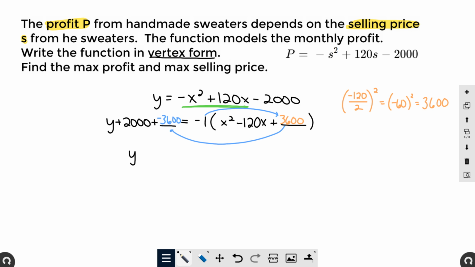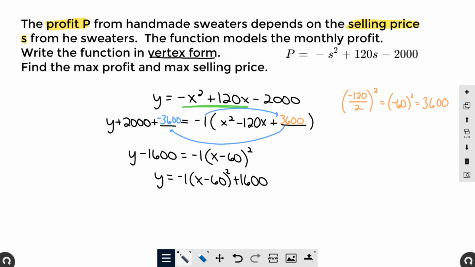So now we're going to put these two together. So what's 2,000 minus 3,600? -1,600 equals -1. And then we have our parentheses with our squared. What's going to go in our parentheses? X minus 60. Good. It's half of that middle term or square root of the last. And last step, get y by itself. So -1 parentheses x minus 60 squared plus 1,600.